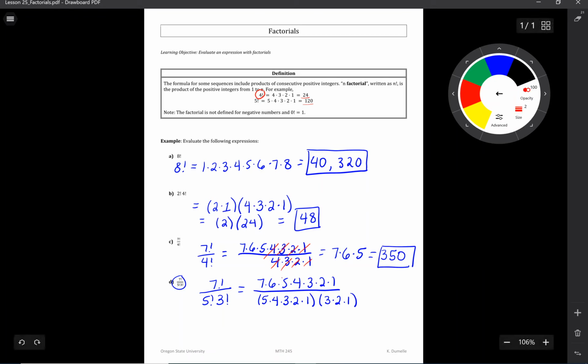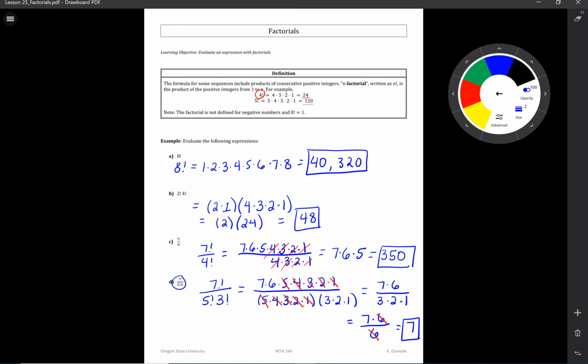So I can cancel some stuff, but I can cancel it from multiple places. So here I'm going to cancel this 5 with this one. 4, 4, 3, 3, 2, 2, 1, 1. So here I am left with 7 times 6. And then I still have that 3 factorial on the bottom, 3 times 2 times 1. But if I multiply out 3 times 2 times 1, that is equal to 6. So then I can cancel this 6 with this 6, and I am left with 7. So when I'm dealing with division like this, it's super helpful to write it all out and see what cancels and then simplify from there.